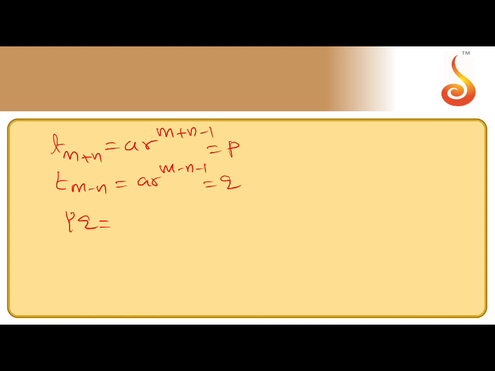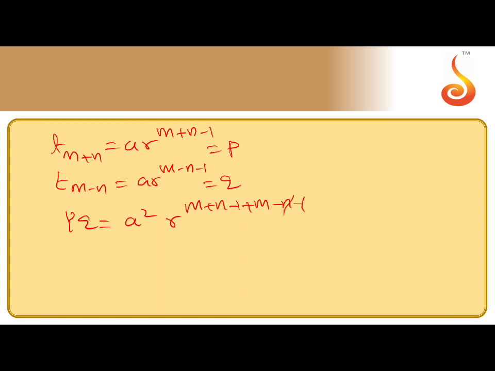So T(m+n) is A into R raised to the power m plus n minus 1. This is given as P. T(m-n) is A into R raised to the power m minus n minus 1. That is Q. So I will multiply both. If you multiply both, A into A is A square, and for the remaining two terms the bases are the same, so add the powers.